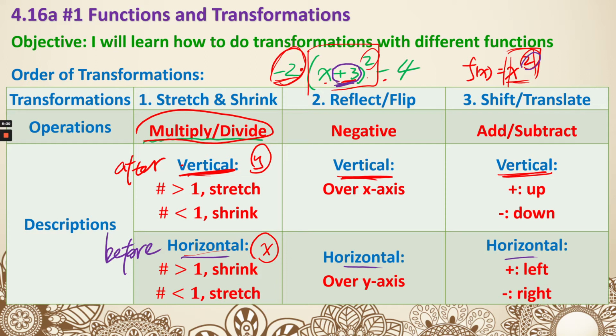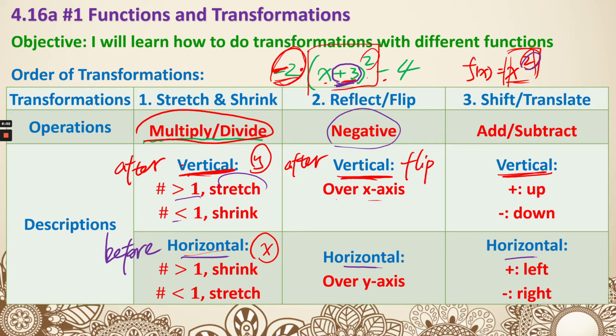So now, the other thing special is, vertically, if it's greater than 1, it's going to be stretched, that's multiplication. If it's less than 1, that's going to be shrink. And if we have a negative sign in the front, which is after we actually do the square, so that's still after, we have a negative sign in the front right here. That is going to be a flip over the x-axis. It's going to be a vertical flip over the x-axis.